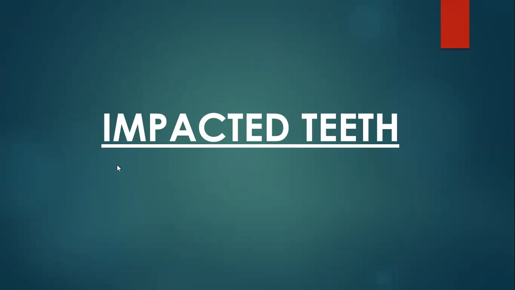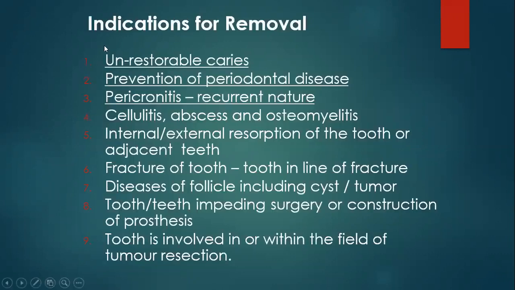Now let's move towards our next slide. So, what are the indications basically for the removal of the impacted tooth? When you see that there is a tooth which is unrestorable, it has extensive caries and can't be restored with the help of a restoration, then you have to remove it. Then if you have to prevent any periodontal disease like periodontitis, and if the patient is complaining of pericoronitis which is recurrent in nature and happens again and again, then you need to remove the tooth.